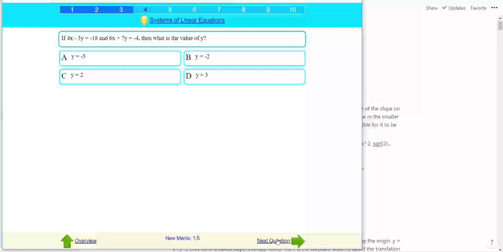So we have 4x minus 3y, which equals to -18. And then we have the second equation, 6x plus 7y, that equals to -4. I'm looking at them just to have a quick glance. We could multiply, which one would be better to eliminate? Let's eliminate the y, okay? So the first one will be multiplied by 7, and the second one will be multiplied by 3.